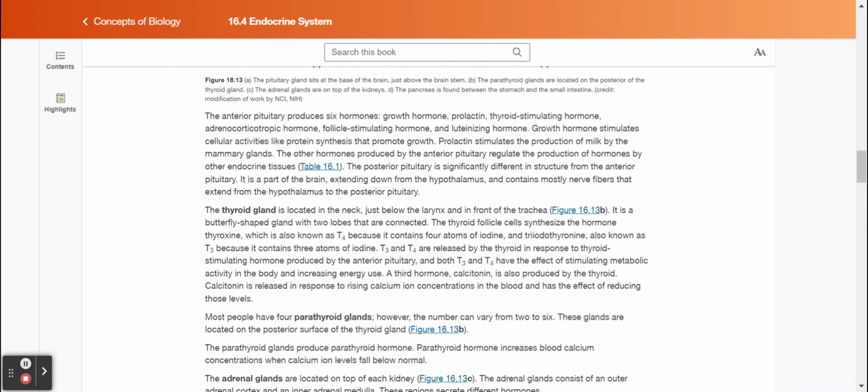The posterior pituitary is significantly different in structure from the anterior pituitary. It is a part of the brain, extending down from the hypothalamus, and contains mostly nerve fibers that extend from the hypothalamus to the posterior pituitary.